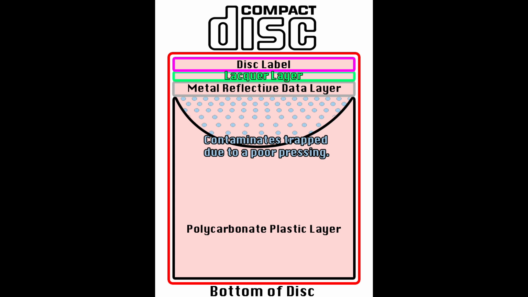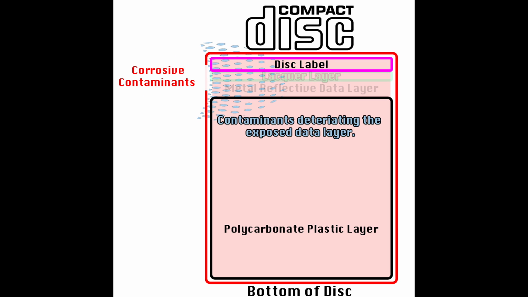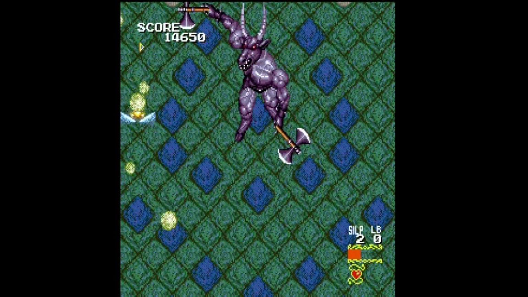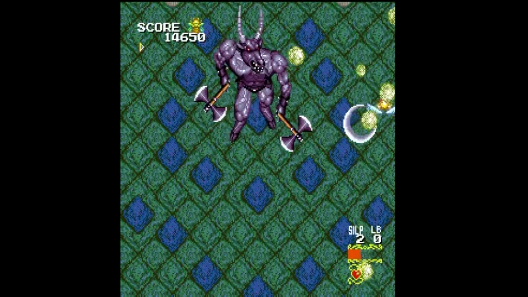So what is disc rot? It's a physical or chemical deterioration of the metallic reflective data layer. It's nearly always caused by a failure in the protective layer, allowing the outer atmosphere to interact with and decay the data layer. It's important to mention at this point that there is no repairing disc rot. Once it happens, it's permanent.